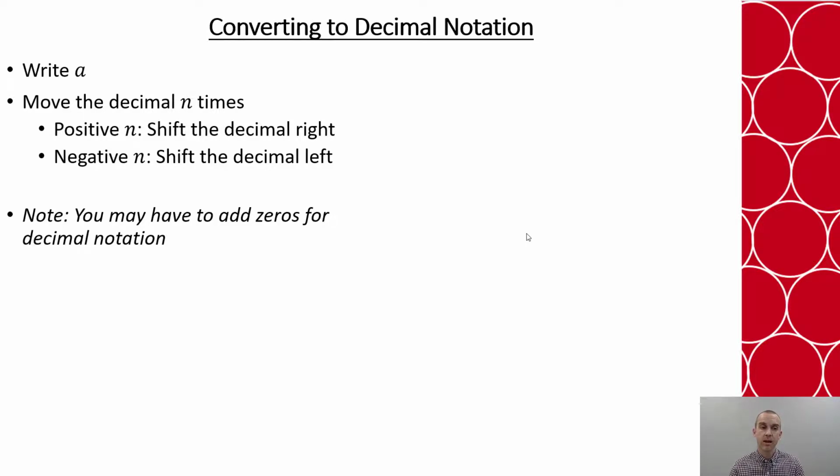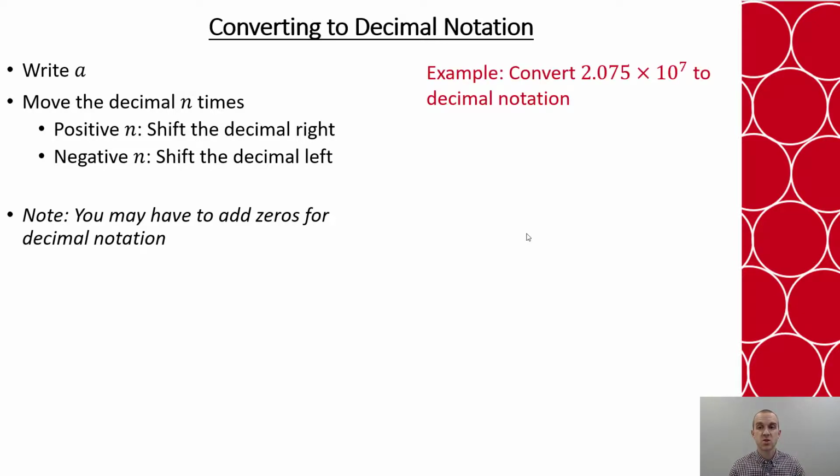And think about why. A negative n means my number is less than 1. A positive n means my number is greater than 10. So I want to make sure my numbers are matching correctly. You will likely have to add zeros to your decimal notation as you go along. So make sure you're paying attention as you count. If there's not a number or if there's no digit there, you're going to have to put a 0.